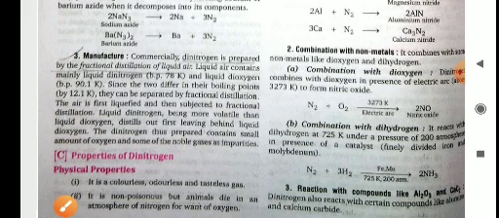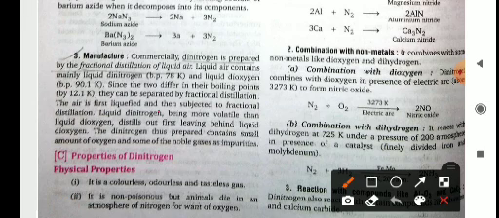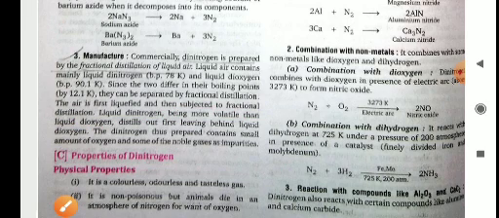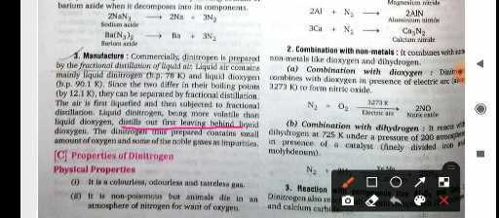The air is first liquefied and then subjected to fractional distillation. Liquid dinitrogen being more volatile than liquid dioxygen distills out first, leaving behind liquid dioxygen. So dinitrogen thus prepared contains a small amount of oxygen and some of the noble gases as impurities.